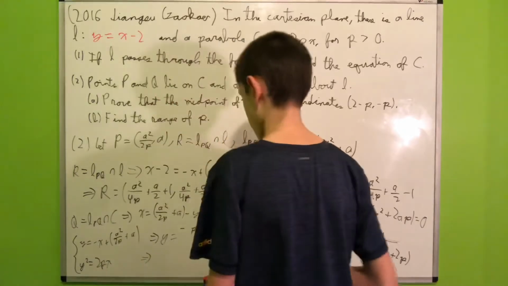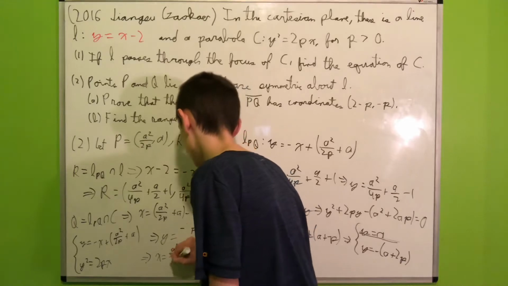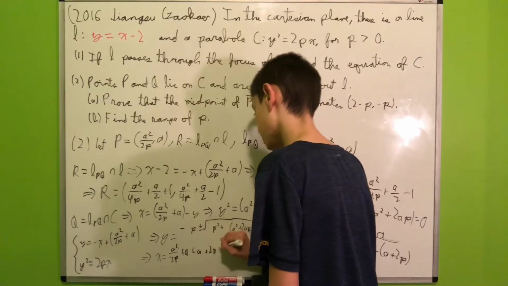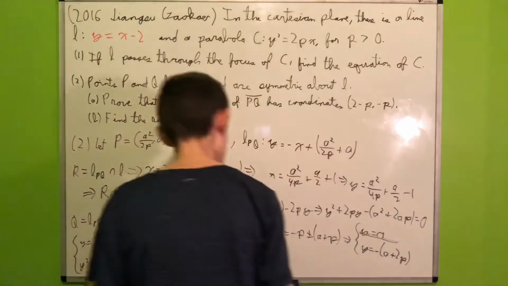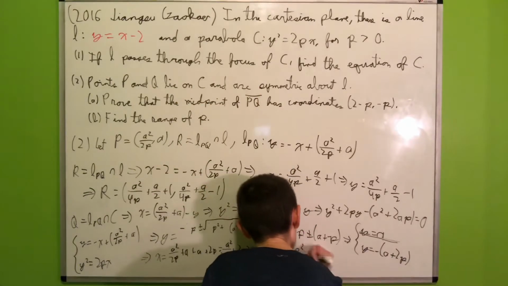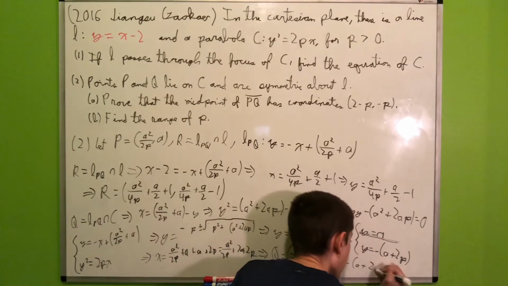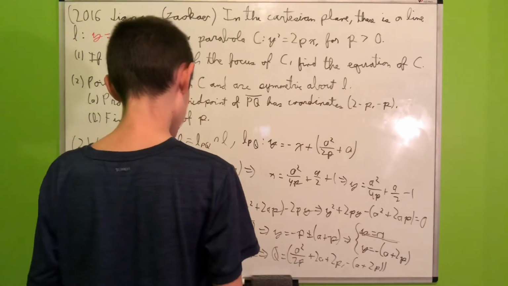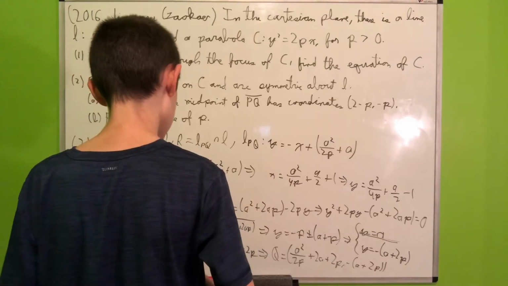If I have the space to write everything, x will be a squared over 2p plus a minus y, so plus a plus 2p, which is a squared over 2p plus 2a plus 2p. Overall, Q has coordinates a squared over 2p plus 2a plus 2p, comma, negative a minus 2p. Hold on, I just want to check if I made any mistakes, because those are some really cumbersome calculations. I don't think I made any mistakes.